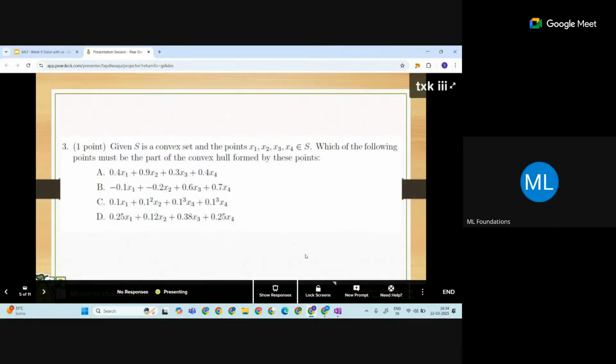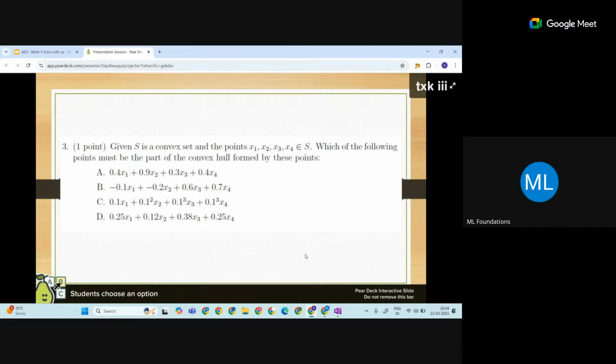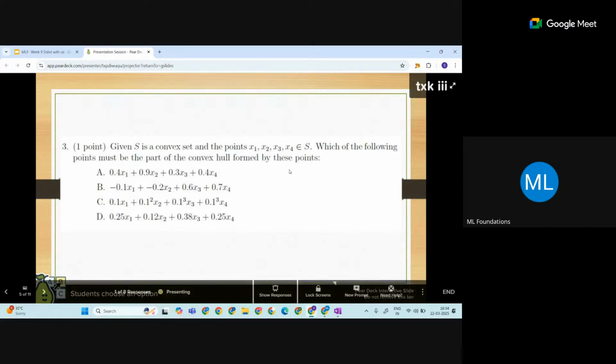We have given a convex set. We have some 4 points. Which point must be part of the convex hull formed by these points? This is very easy. All of you try it.